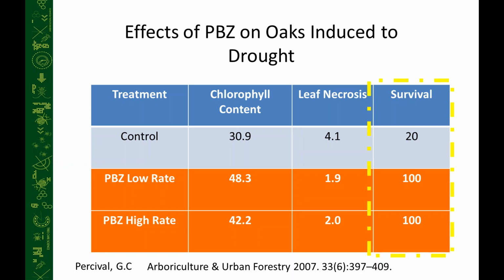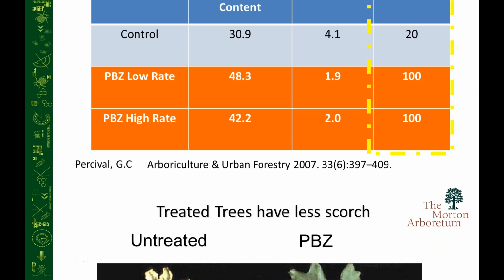And so what he found was 20% of the trees that were not treated with paclobutrazol survived as a result of this trial. So again, these were trees that were induced to drought stress. The untreated trees, only 20% survived. If you compare that to the treated trees right here, at either one of the rates he used, he had a 100% survival rate of these oak trees. So by simply doing a soil-applied application of paclobutrazol, he was able to drastically improve these trees' ability to withstand drought in this particular trial.